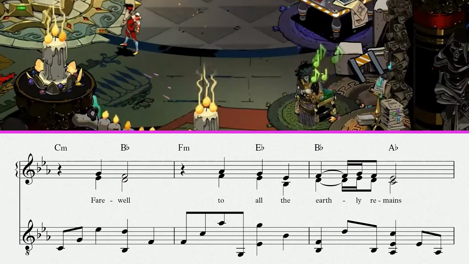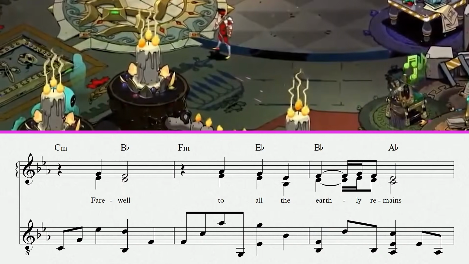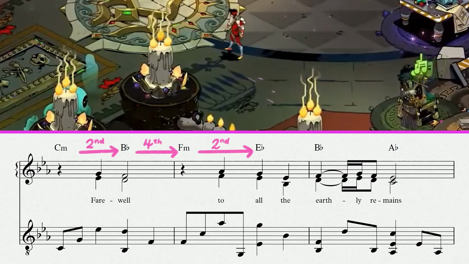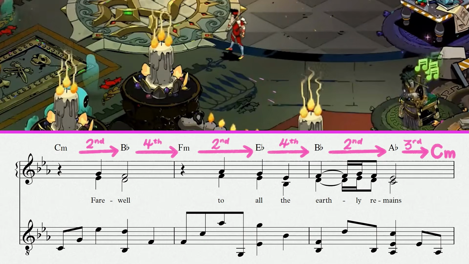The song starts off in C minor, moving through a step down, fourth down pattern, C minor to B flat, to F minor, to E flat, to B flat, to A flat, before moving by third back to start the loop again.